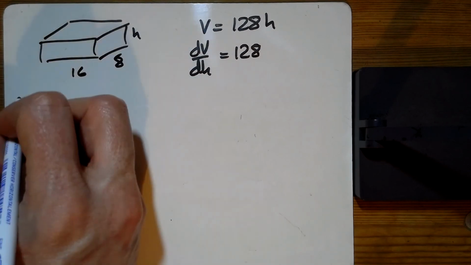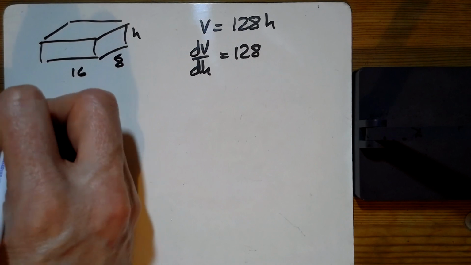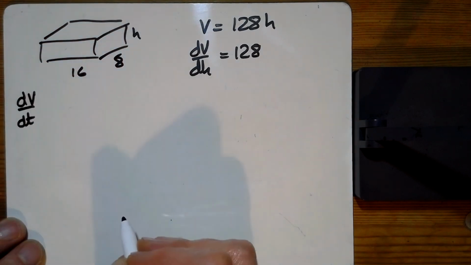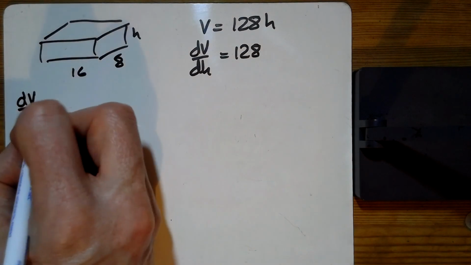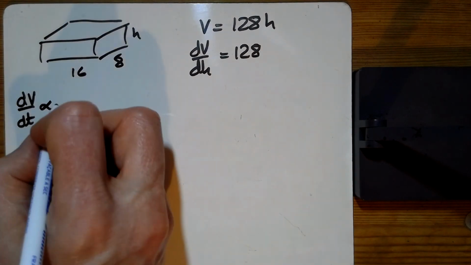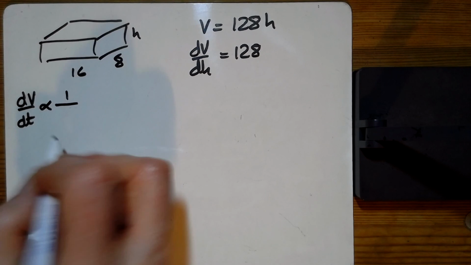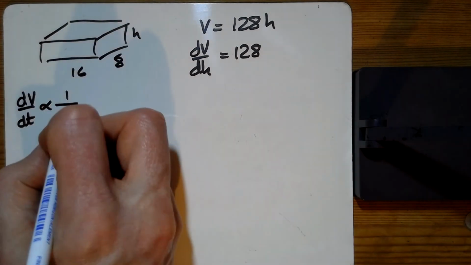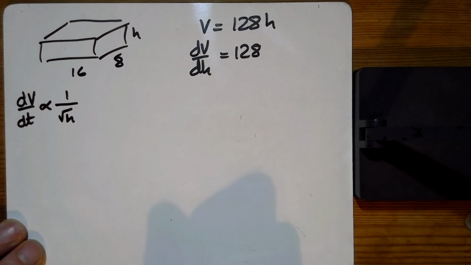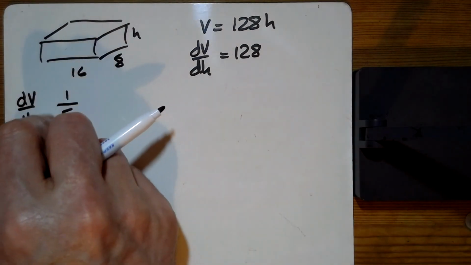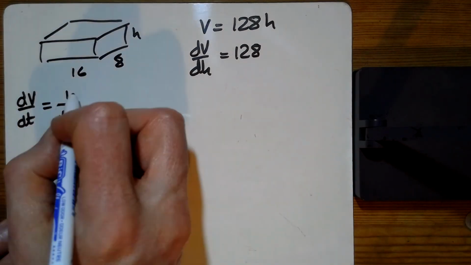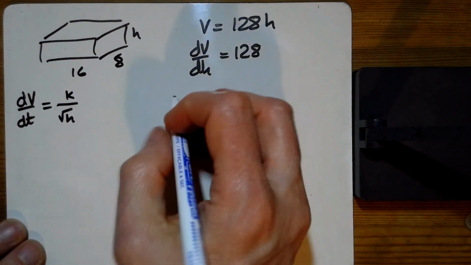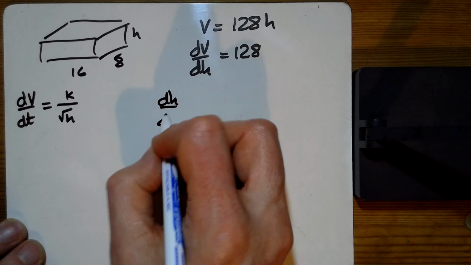So in the reading, it says the rate of change of volume. So the rate of change of volume, that's dV by dt, is inversely proportional to the square root of h. But as we don't like proportional signs, we get rid of them and replace them with equals, and we change that to a k.